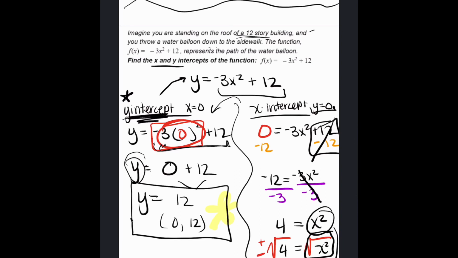Okay, so I'm going to draw a little building. Roof. Okay. And you throw a water balloon down to the sidewalk. So this is me. I know this is weird. This is my water balloon. And I'm throwing it down to the sidewalk to where eventually it's going to splat. The function that it gave us represents the path of the water balloon. So what that function represents is this dotted line I created. And as you can see, that's pretty much half of a parabola.